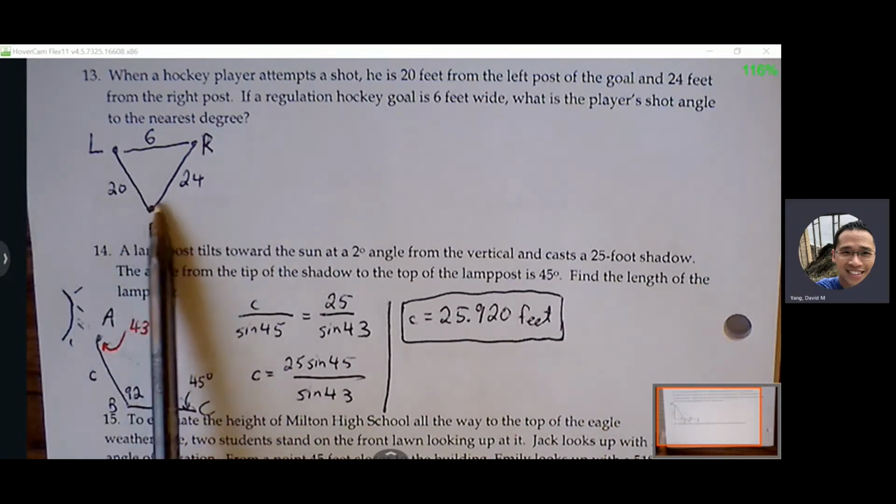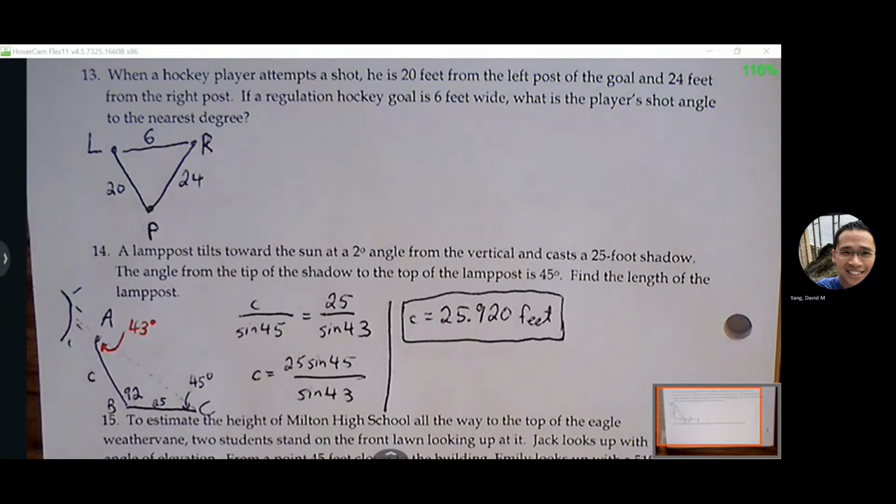Angle P, right? But we should, okay, we want to find angle P, but we should start with angle what? L, good, right? So this is a law of cosines. Law of cosines, start with the largest angle. And then once you get that largest angle, you can use law of sines to help you find angle P. Okay, try that.